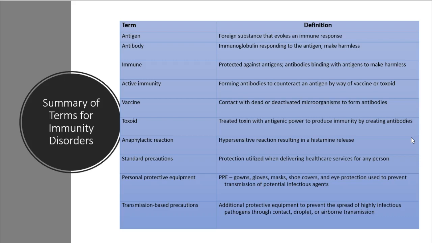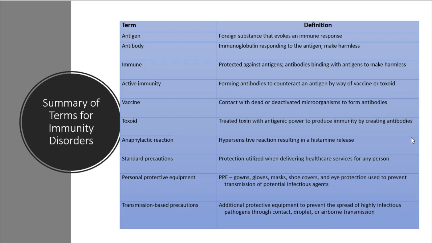There's antigen, which is a foreign substance that invokes an immune response. Antibody, an immunoglobulin response to the antigen, makes it harmless. You have immune, protected against the antigens, antibodies binding with agents to make them harmless. Active immunity, forming antibodies to counteract an antigen by way of vaccine or toxoid. So that's what I have you guys do. We check for active immunity and all the different lab tests that we had you do.